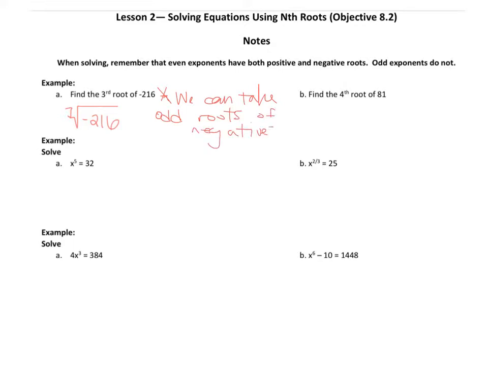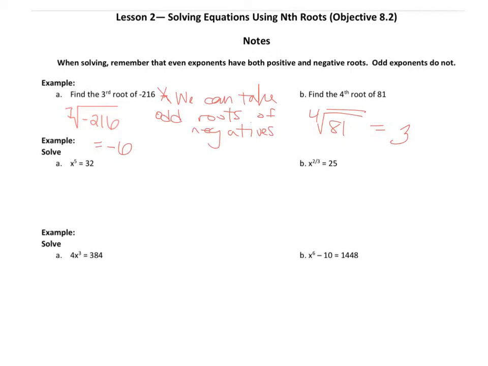Okay, so the cube root of negative 216, we just type that in our calculator. We do 3 math 5 to negative 216. The answer to that is negative 6. That means negative 6 times negative 6 times negative 6 equals negative 216. So fourth root of 81. 4 math 5, 81 is 3.